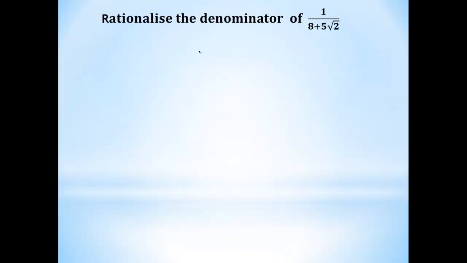Today we are going to see how to rationalize the denominator of 1 by 8 plus 5 root 2. Here, in the denominator you can see 8 plus 5 root 2. This is an irrational number. Converting this irrational number into a rational number is called rationalizing the denominator. So first you have to take the rationalizing factor, that is RF.